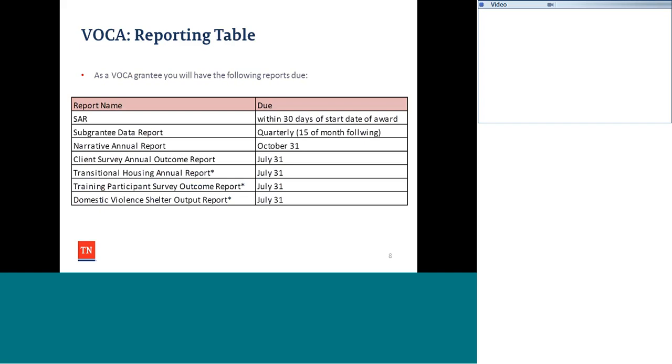In addition, the VOCA grantee specific reports that we have listed in the table are a SAR, a sub-grantee data report, and a narrative report. The reports that have asterisks listed are project specific. So if you have a project that is VOCA funded domestic violence, then you would complete the domestic violence shelter output report.